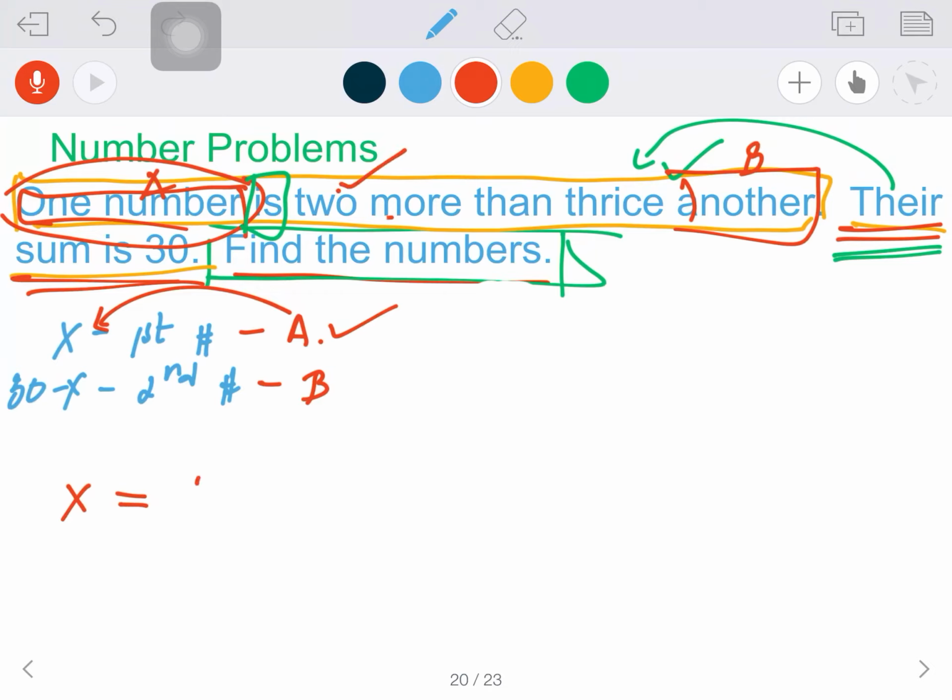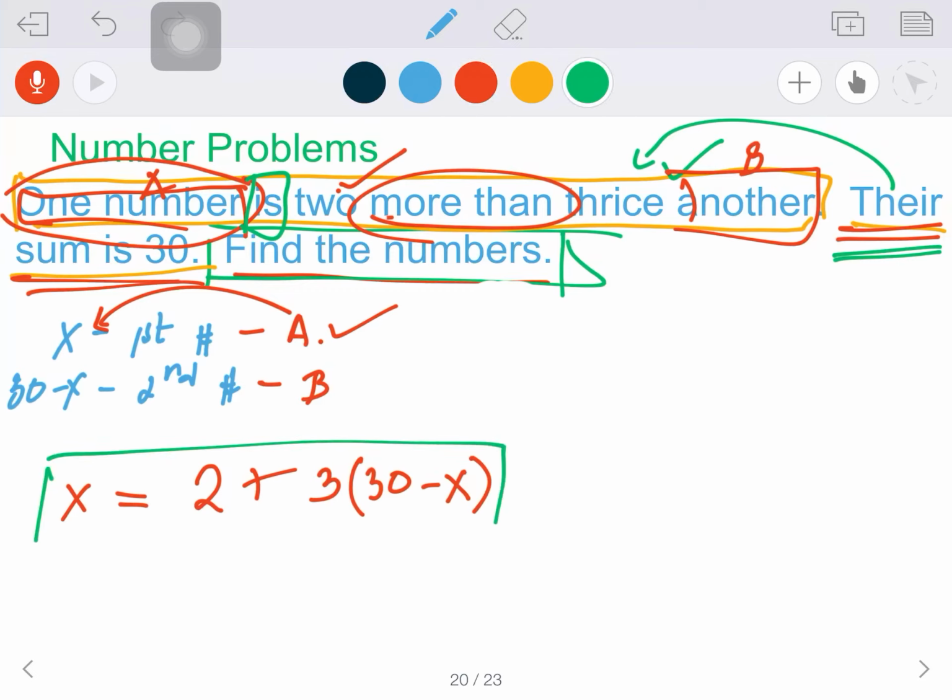So 2 more than means an operation, which is addition. Thrice another would be multiplication, so 3 of another, and we're referring to that other number, which is B. In this case, B is your 30 minus x. This is now our working equation. From here, we're going to work out our answer.